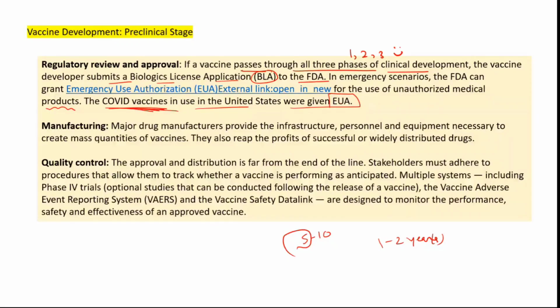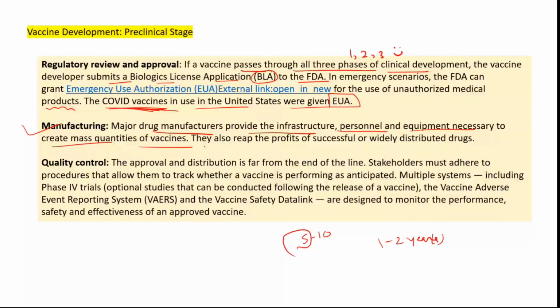Now manufacturing. After clearance from the regulatory bodies, you have to mass synthesize your product, because the vaccine should be distributed to each and every citizen of the country. So major drug manufacturers provide the infrastructure and personnel equipment necessary to create mass quantities of the vaccine. They also reap the profit of successful or widely distributed drugs.